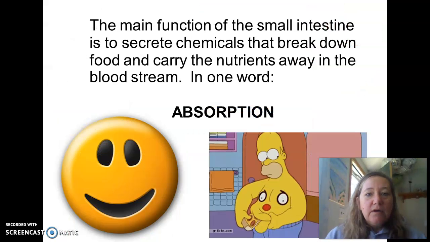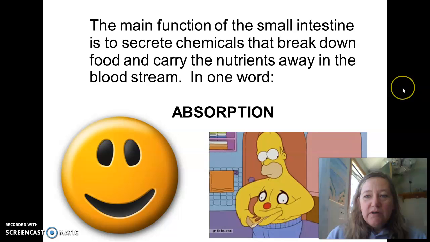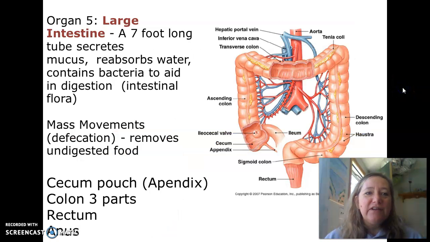The main function of the small intestine is to secrete chemicals, break down food, and carry the nutrients away to the bloodstream. In one word, absorption. Thanks, Homer. Organ 5, large intestine.